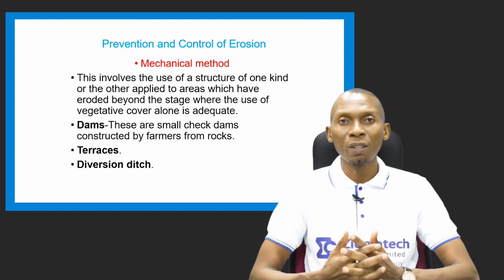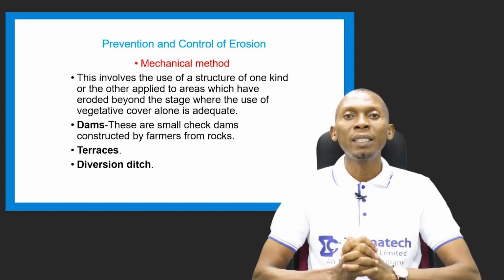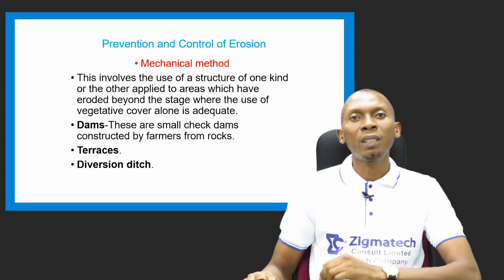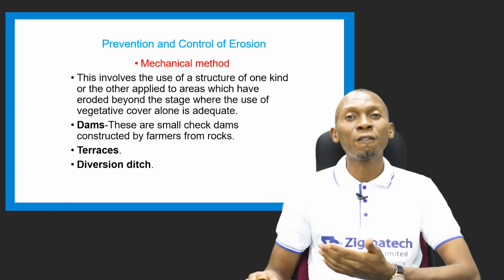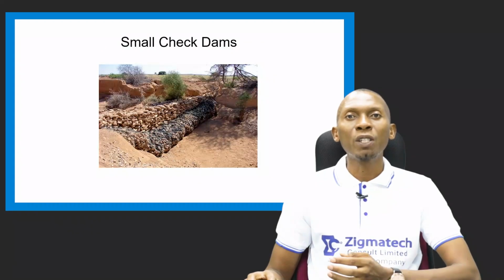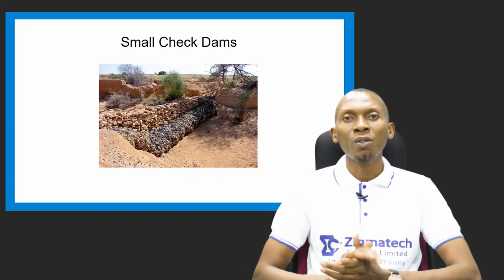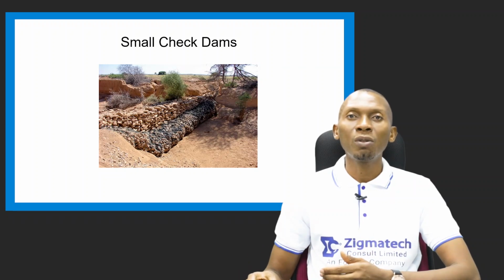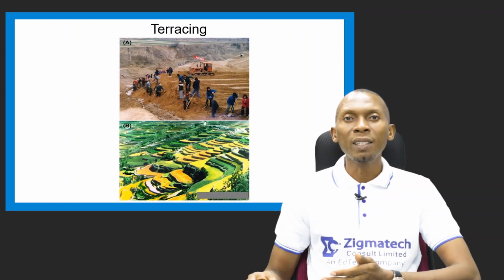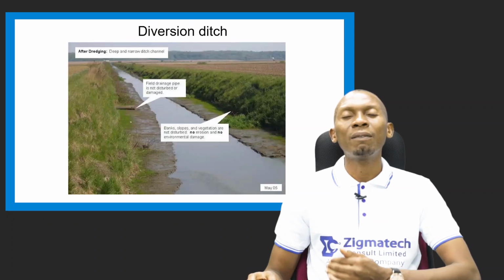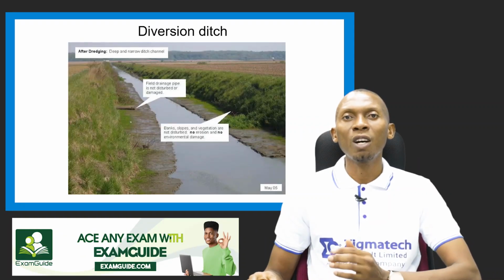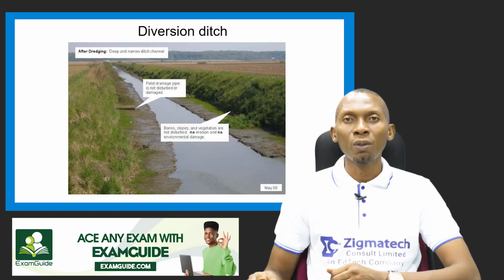Terraces too is also a mechanical method, and diversion ditches. Now, these dams can be constructed by the farmers from rocks. So you can see the picture of a small check dam used as a mechanical method to control erosion. Terracing also is a mechanical method to control erosion. And we also have diversion ditches. This helps to also control erosion.